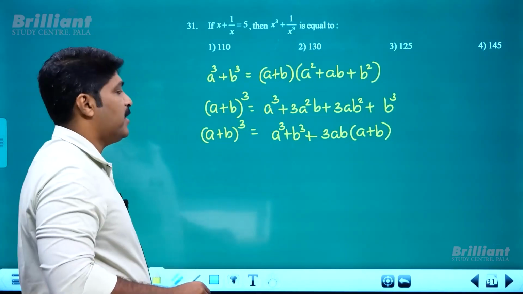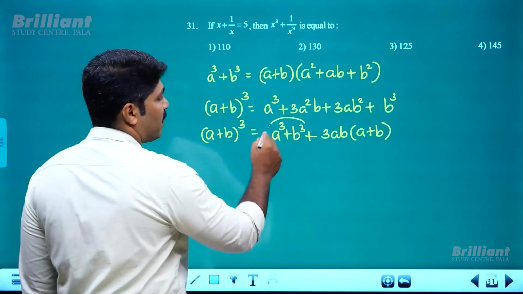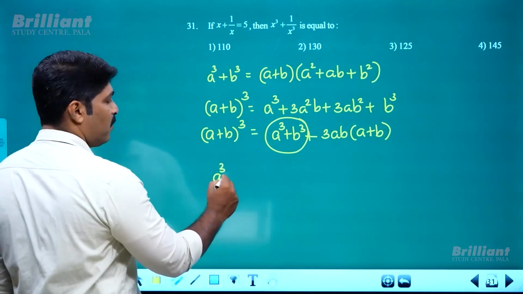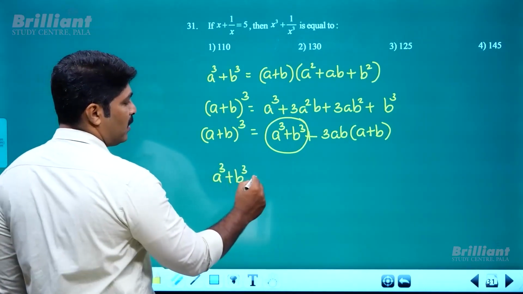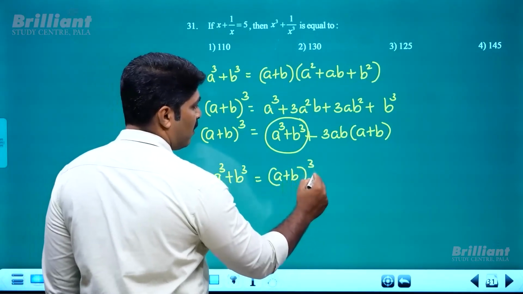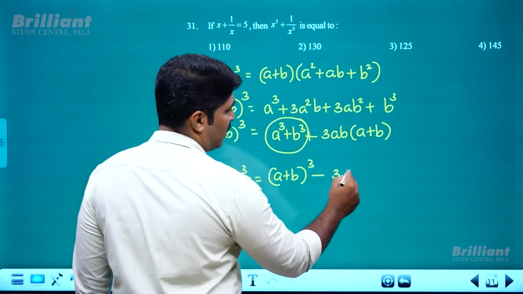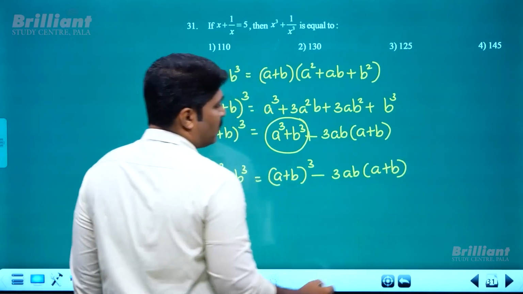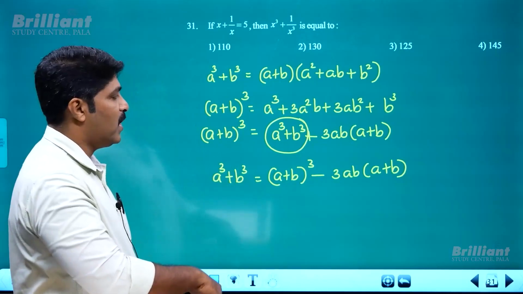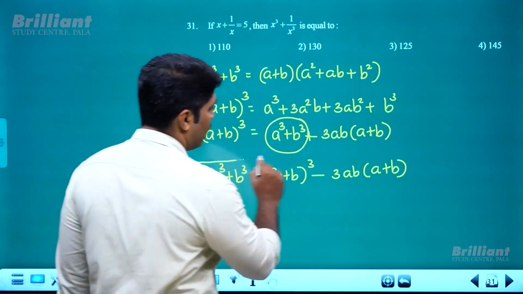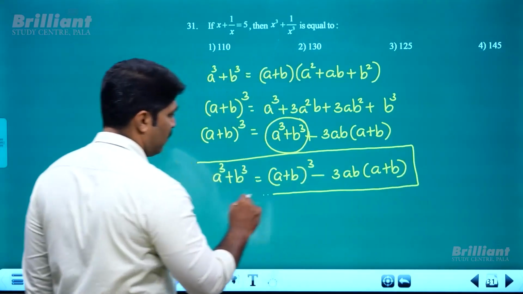From such a situation, here also we can frame one a cube plus b cube result. So here a cube plus b cube is nothing but (a plus b) the whole cube minus 3ab into (a plus b). So in similar types of questions, we have to follow this type of result. While using this result, we can find the answer.